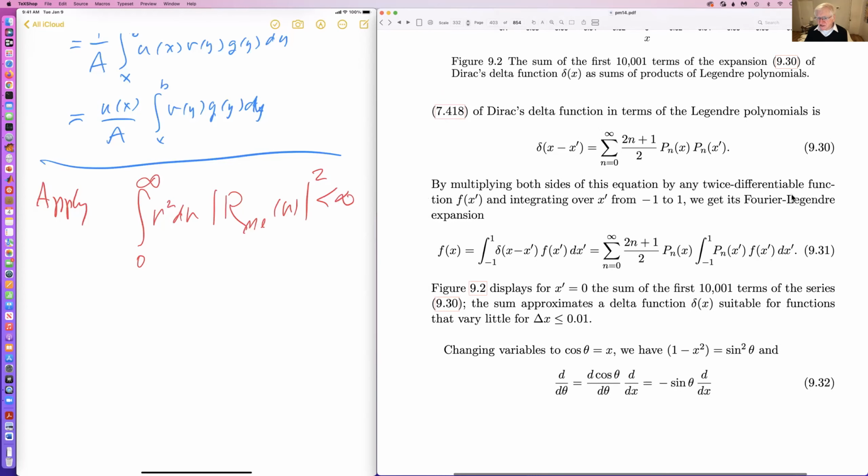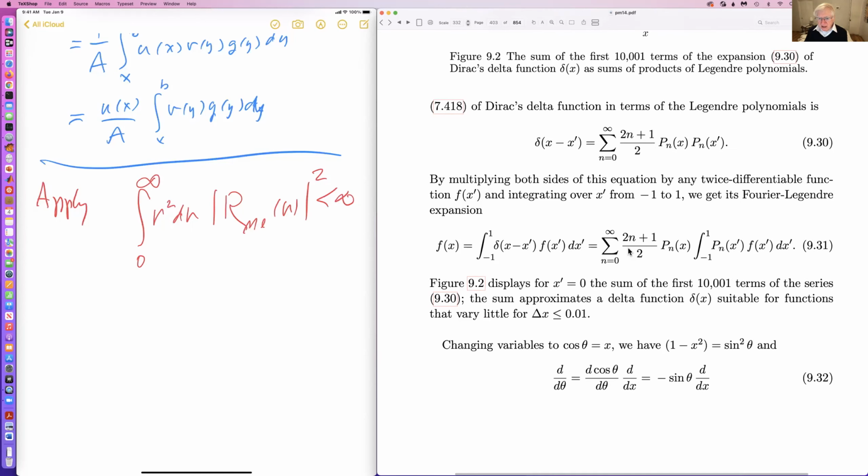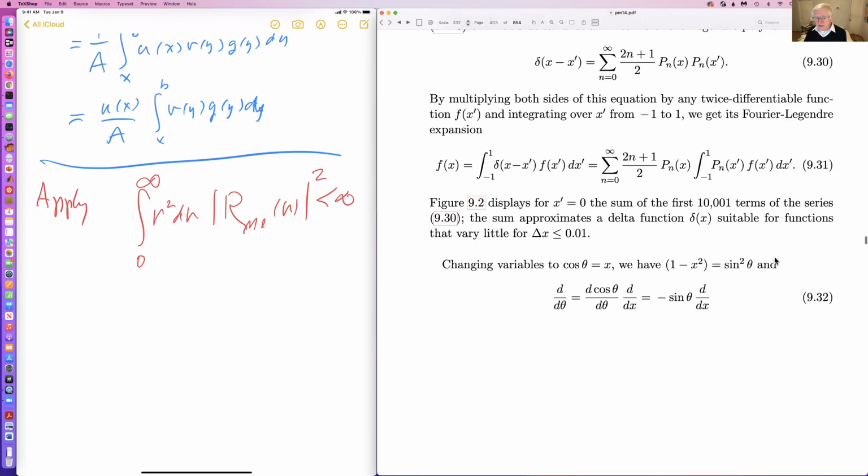Anyway, we multiply both sides by any twice differentiable function. And what we get here is equal to the integral of the delta function of x minus x prime times f of x prime dx prime, which is automatically f of x. And using this expression, we have the Pn's come out, and then we integrate like that.